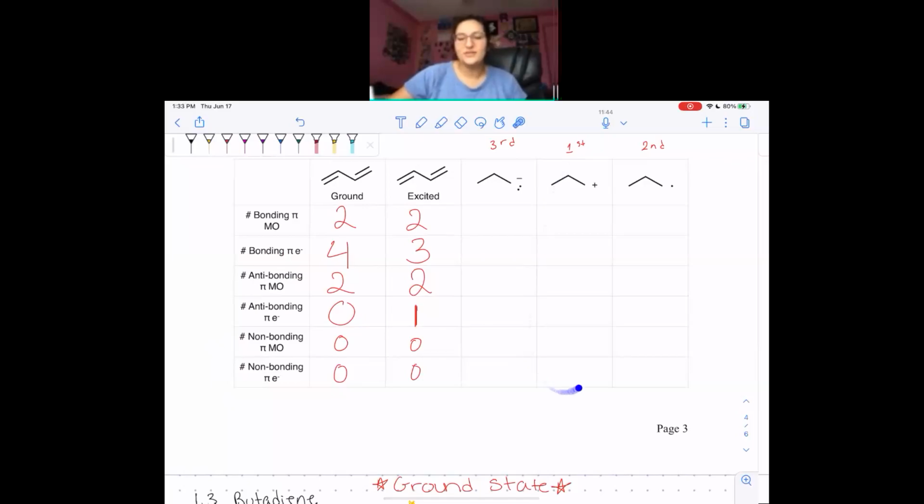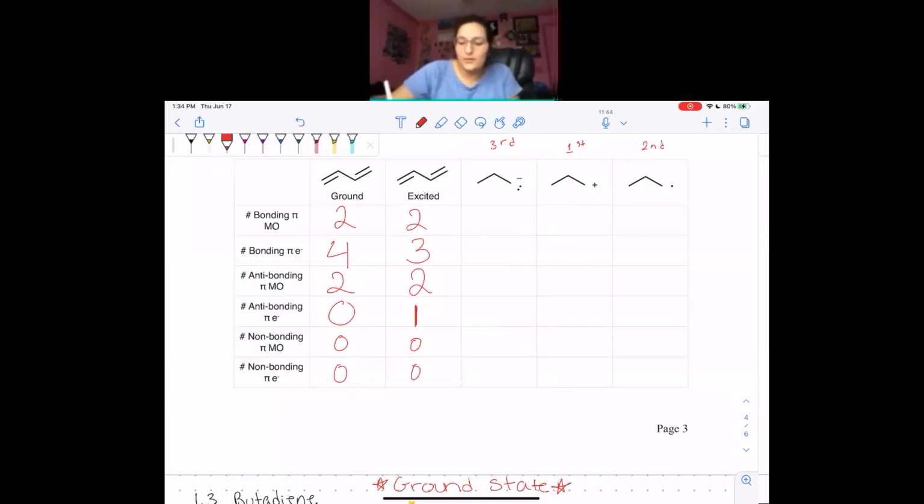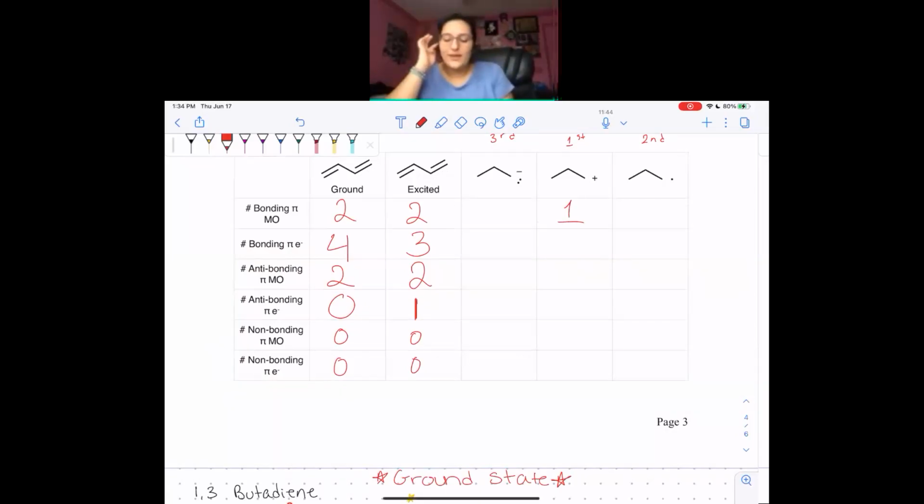And remember, we did this one, so it's out of order. We're doing the cation first. And so how many bonding orbitals did we have? One. Yes. How many anti-bonding orbitals did we have? One. I agree. And how many non-bonding orbitals did we have?